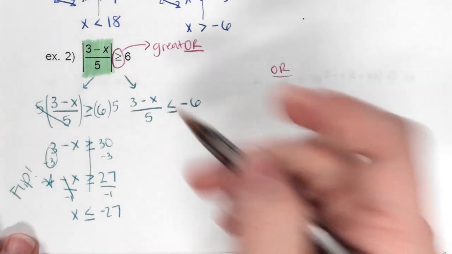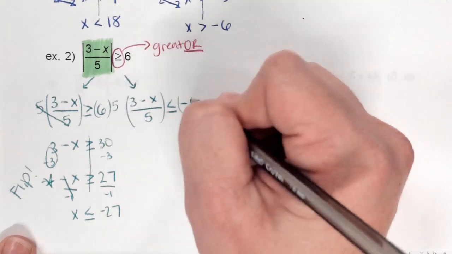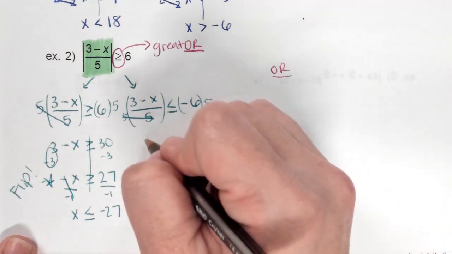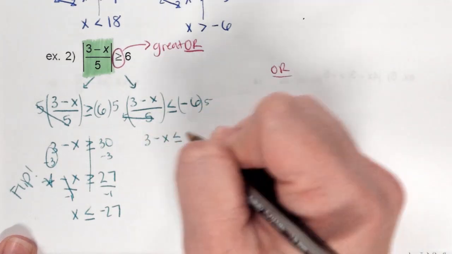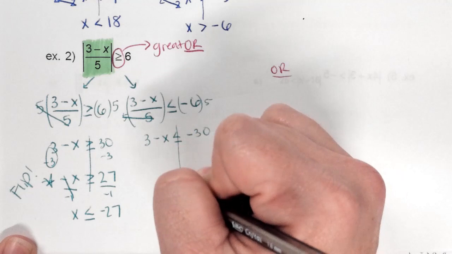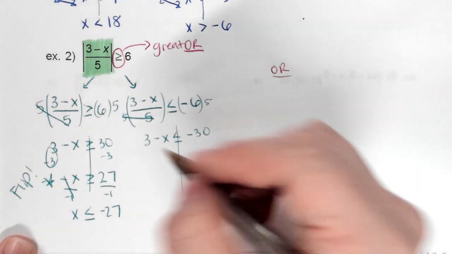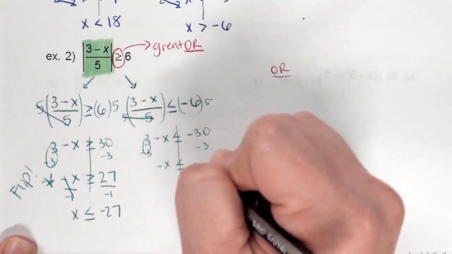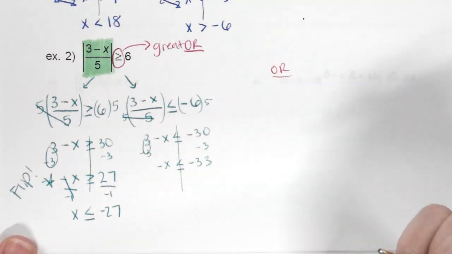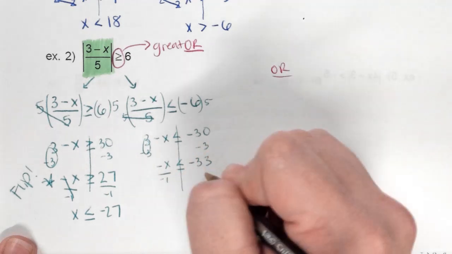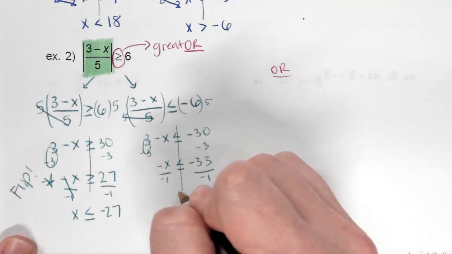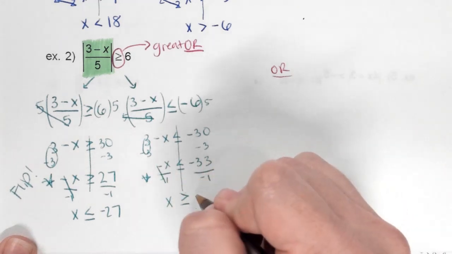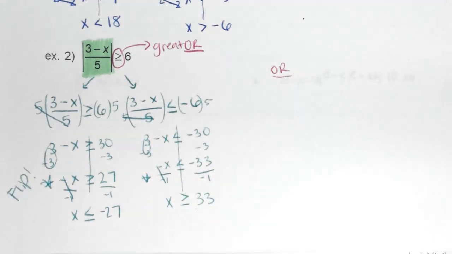I'm going to do the same things over here. I'm just going to get a different number on the right. So I'm going to multiply by 5, cancels. 3 minus x is less than or equal to negative 30 this time. Minus 3, and I have negative x is less than or equal to negative 33. Divide by negative 1, divide by negative 1. I have to flip my symbol because I divided both sides by a negative. And I get x is greater than or equal to positive 33.